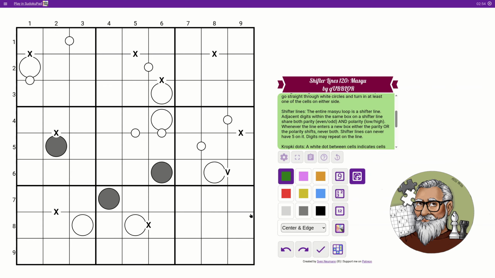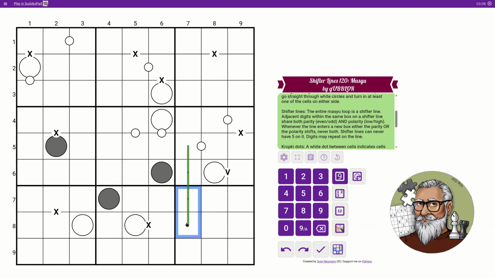Right. So what color are shifter lines? They are green in this puzzle because it's green. Right. So these two will have to have the same parity and polarity. So if this one is odd and high, this one is odd and high as well. So they're both odd and high. And once we cross the box border, one of the two qualities will change. So odd and high becomes even and high, or odd and low. That's about it. Okay.